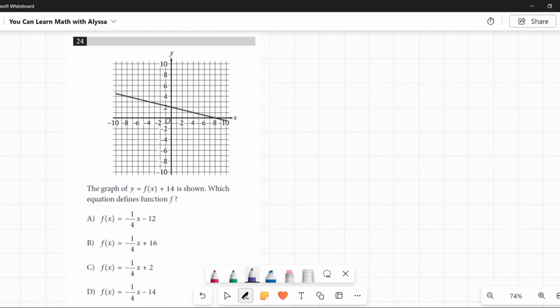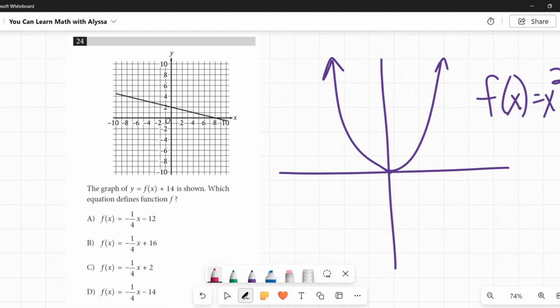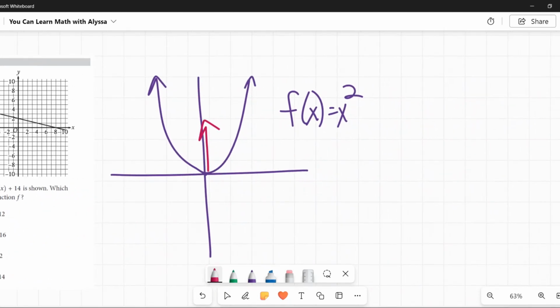So actually, I'm going to do a quick little aside here and just show you the basic rule. If I have a function like f of x equals x squared, and I want to move it up, let's say up 2, the way you do that, so that it doesn't change any other way, is you add 2 on the outside of that.